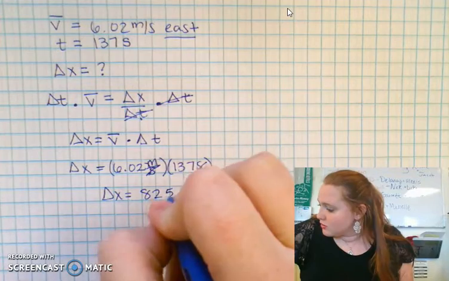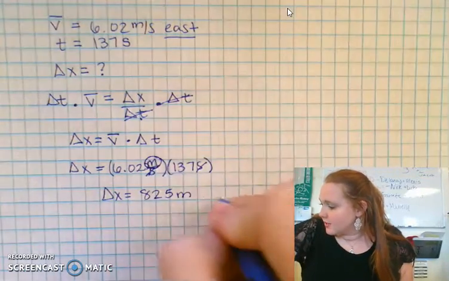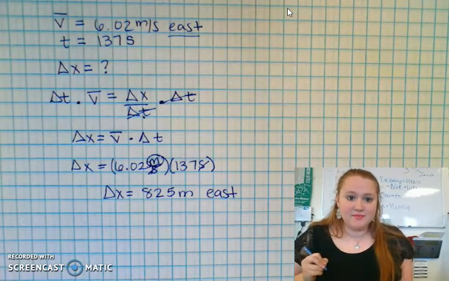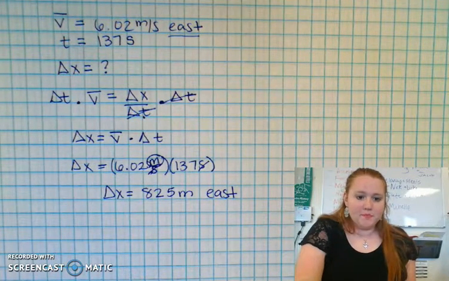825 meters. Now delta x is a displacement, so I'm going to be sure to include the direction, east. Alright, pretty simple.